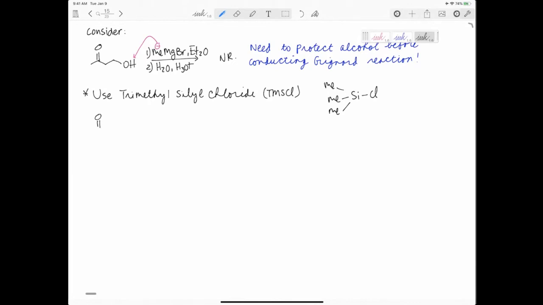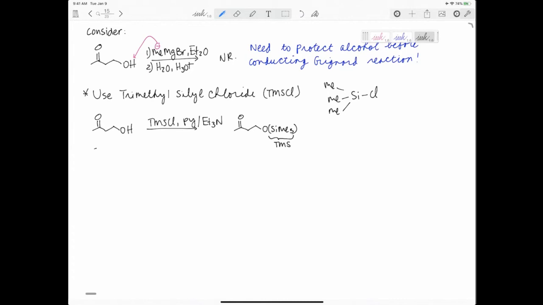If I have the same starting material as I was working with earlier, and I treated that with TMSCl, you could use pyridine or any organic base. You might see variations such as triethylamine, right? And all you need to remember is that the OH now becomes OSiMe3. Or you could just abbreviate this as TMS. You could write TMS and that's fine.